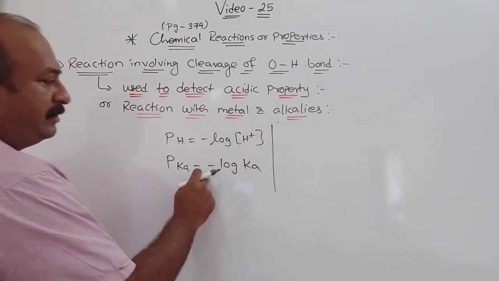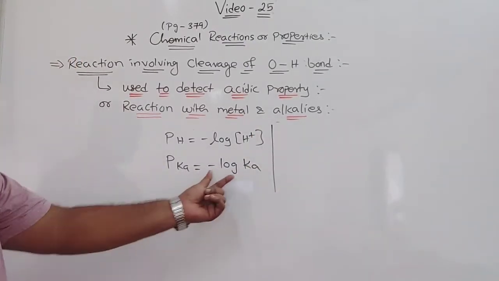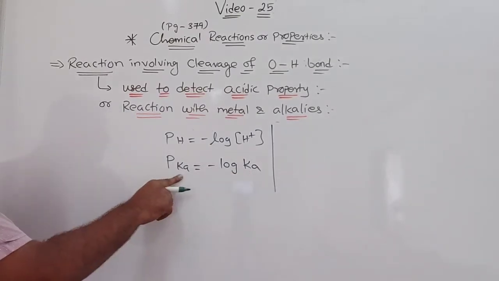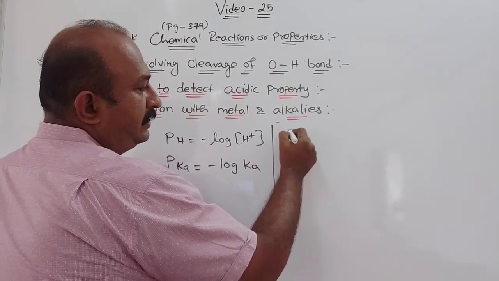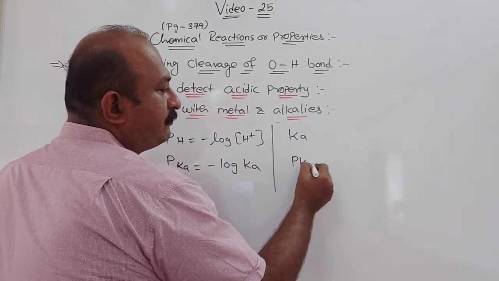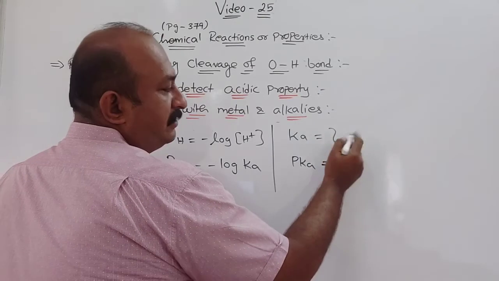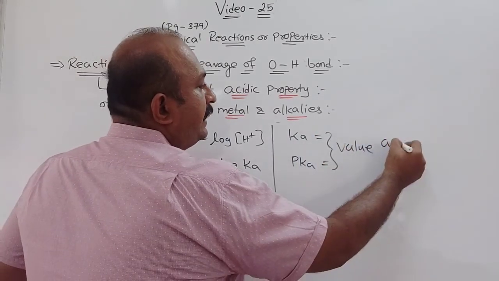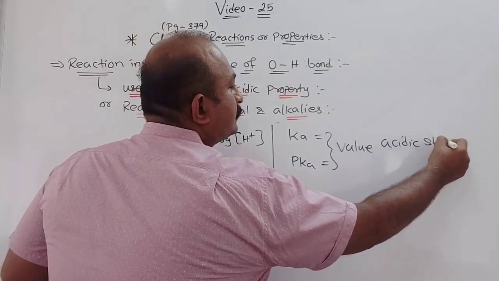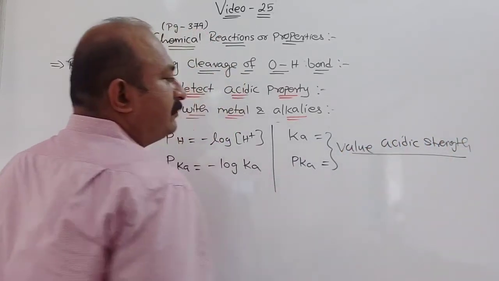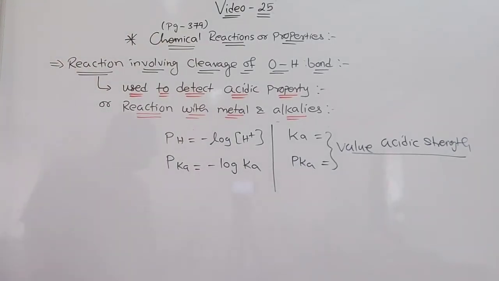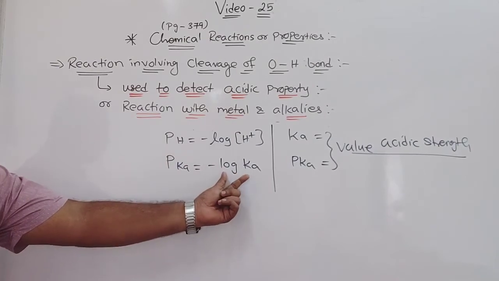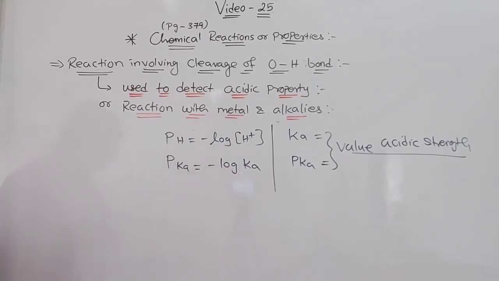Now from this we can easily see that the negative logarithm, the inverse of Ka, is what we call pKa. So when I write Ka and pKa, from these two values you can decide the acidic strength. Now how to decide that? If you don't know, the negative logarithm of Ka is pKa, what we say.